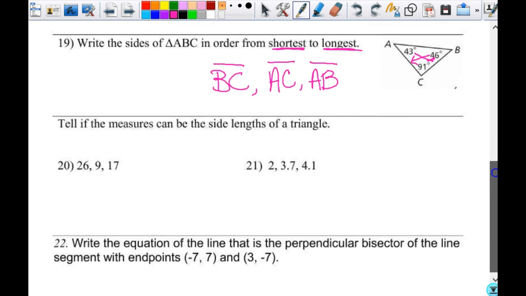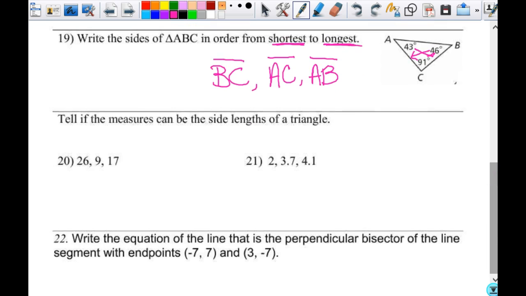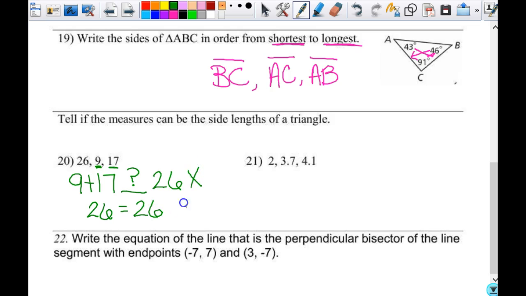All right, next one. So tell if the measures can be side lengths of a triangle, because remember, just because you have 3 sides doesn't mean it necessarily fits to make a triangle. The theorem actually says that you are supposed to try all 3 sets, but truly if you just take the smallest 2 and add them together, so 9 plus 17, and I want to know how that relates to 26. Well, 9 plus 17 is 26. That equals 26. So that means that this is not going to make a triangle because the 2 smallest sides have to add up to be bigger than the third side, not equal to.